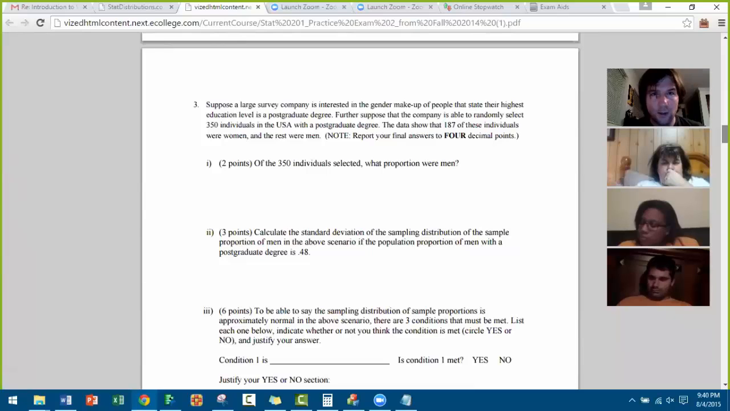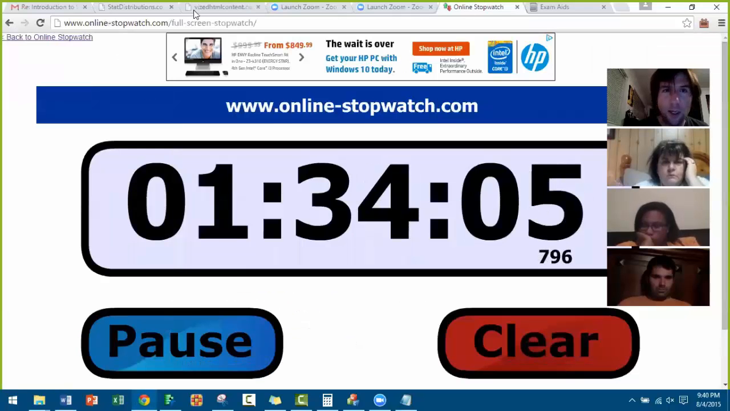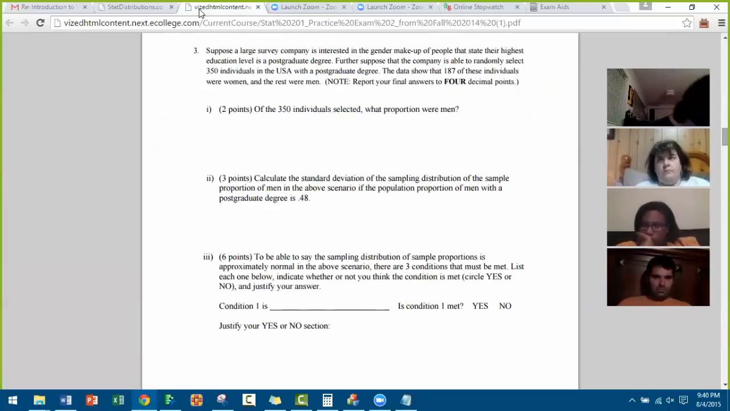Suppose that the company is able to randomly select. So this one right here, calculate the standard deviation of the sampling distribution. Okay, so let's do it. Let's do problem 3 because it relates to our test. We'll go through this. We'll do everything on the test right here. Problem 3. And let's write down what it is. It's another distribution one, and we're at 130.